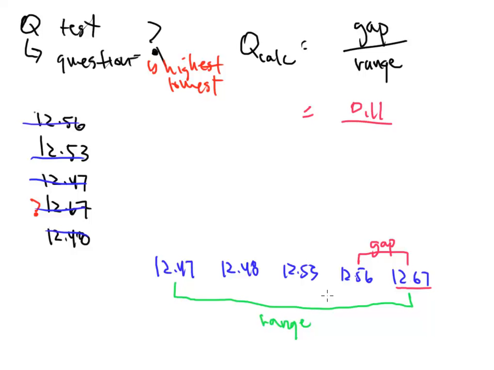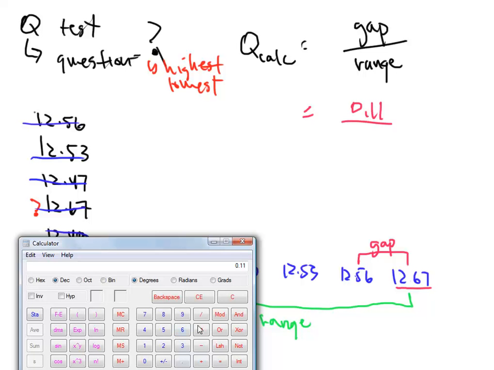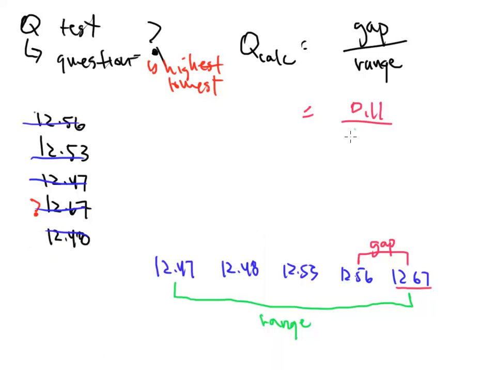It's the window, basically. So the window is 12.67 minus 12.47. So if you need that on a calculator, 12.67 minus 12.47, and I hit enter, I get a 0.20, and that is what we call the range. So 0.20.